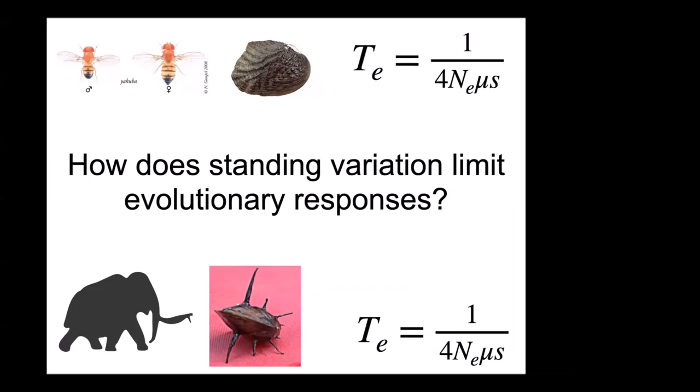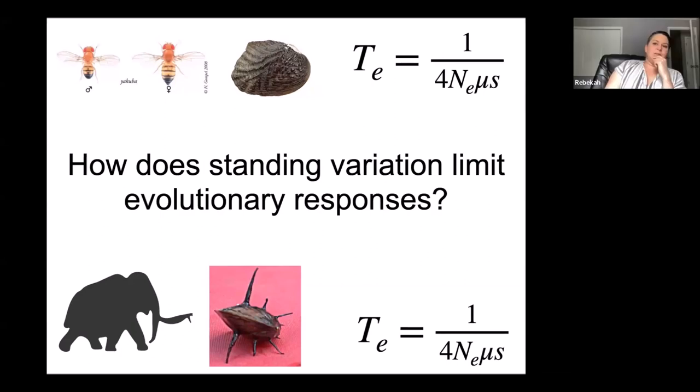Oh, we have one question. Could you explain again what the N subscript E was and what we're trying to solve for? So the effective population size. If I go out and I count my individuals, that's called the census population size. The effective population size, and we'll touch on this just a little bit later, is fitting the mathematical models.